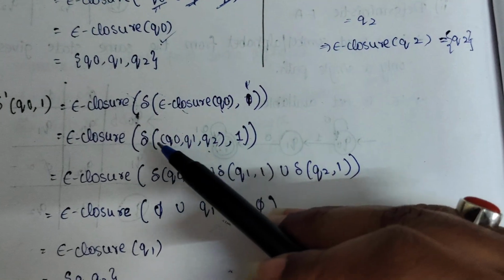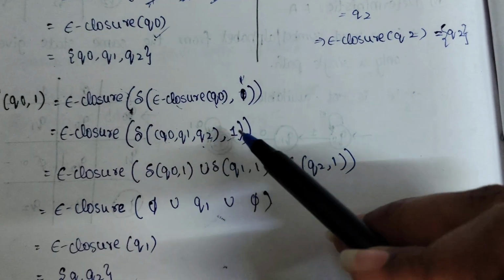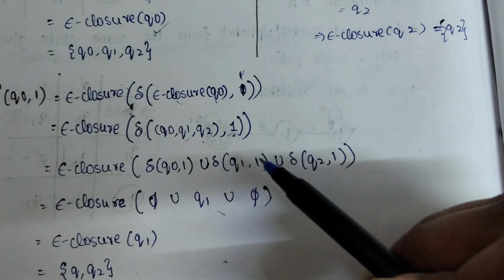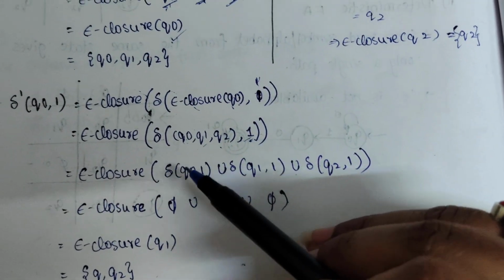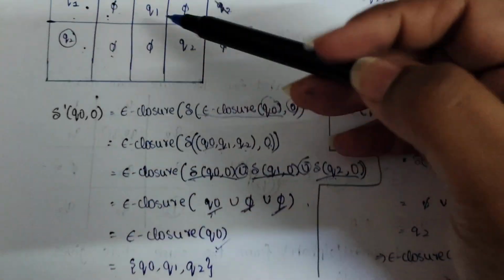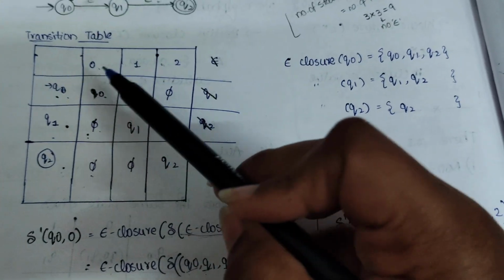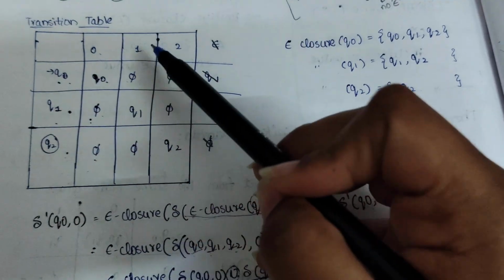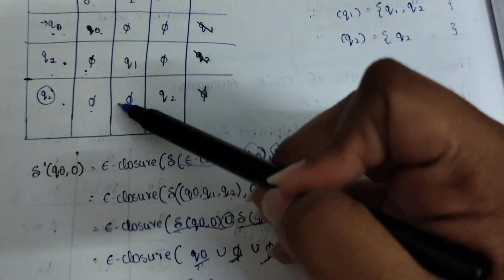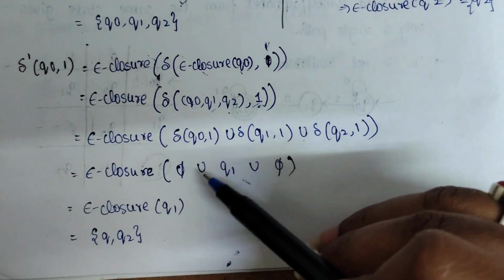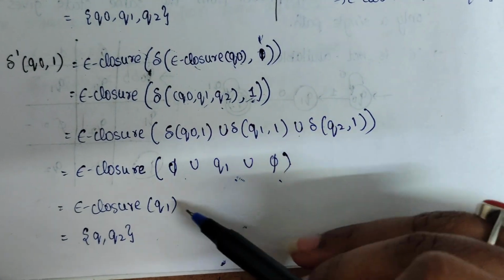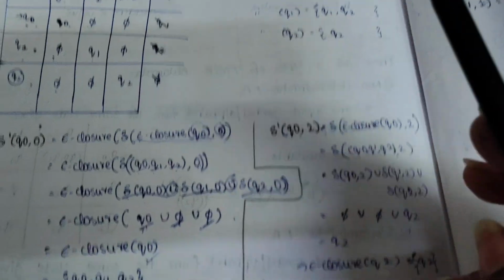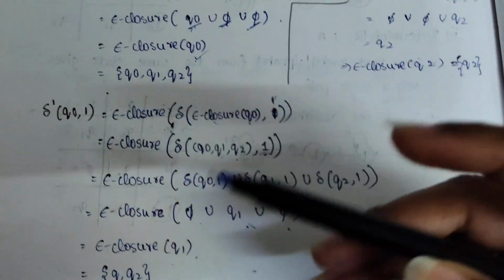Again we will be splitting this: δ of (Q0, 1) union δ of (Q1, 1) union δ of (Q2, 1). What is the transition function of (Q0, 1)? Q0 on 1 gives φ, Q1 on 1 gives Q1, Q2 on 1 gives φ. So we got φ, Q1, φ. So what is the union of these three? Q1. So ε-closure of Q1 is Q1, Q2. So we got Q1, Q2.